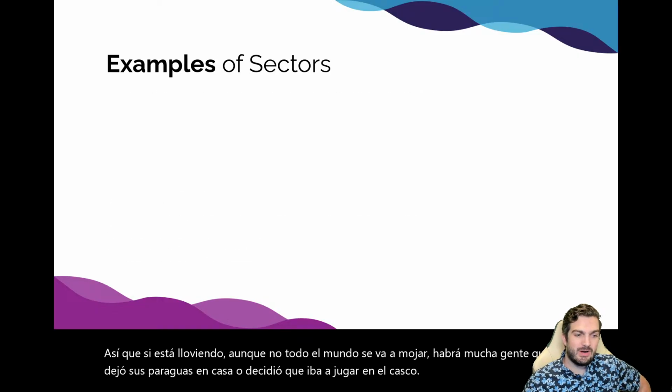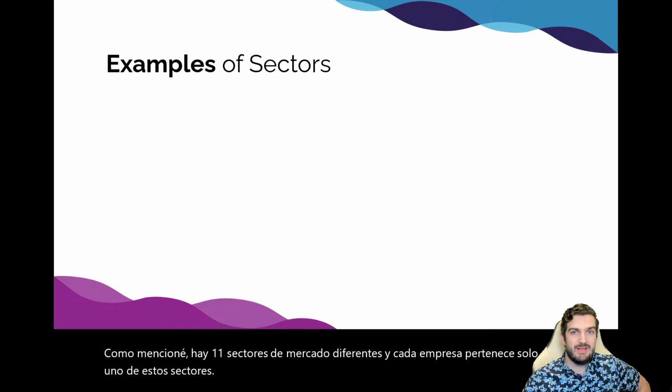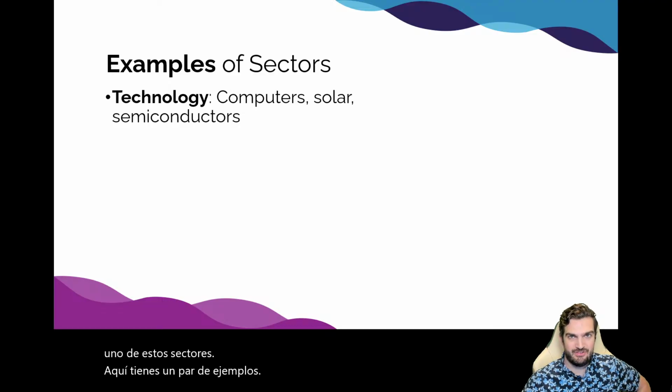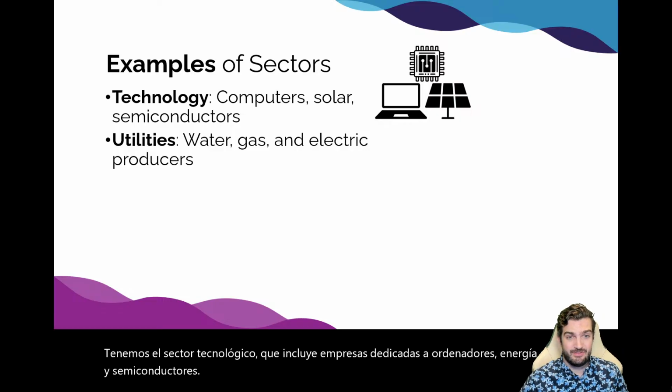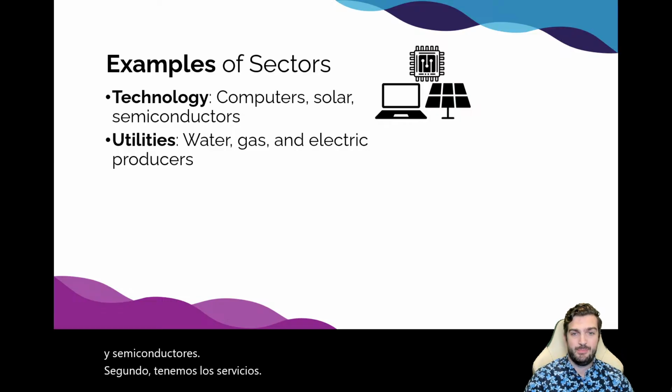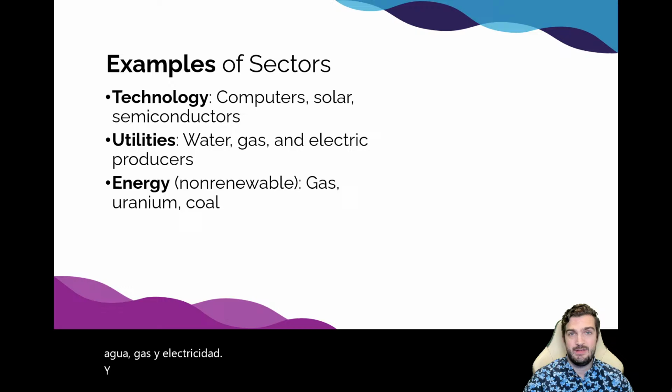As I mentioned, there are 11 different market sectors, and every company belongs to only one of these sectors. Here are a couple examples. We have the technology sector, which includes companies that are involved with computers, solar, and semiconductors. Second, we have utilities. These are companies that are responsible for producing and supplying water, gas, and electric. And then finally, we have energy. These are non-renewable energy sources, being gas, uranium, and coal.